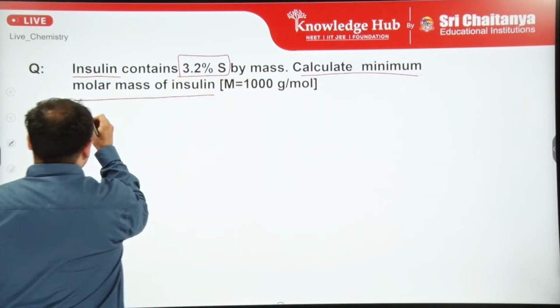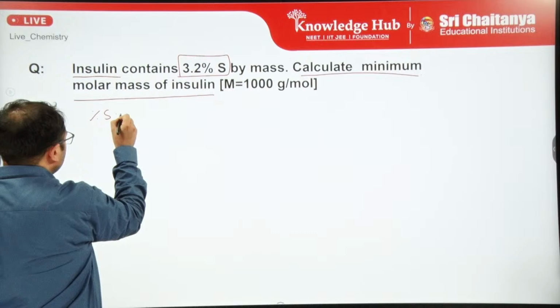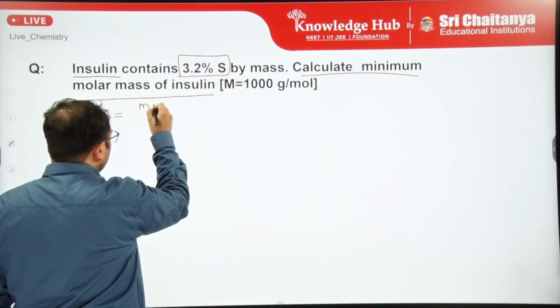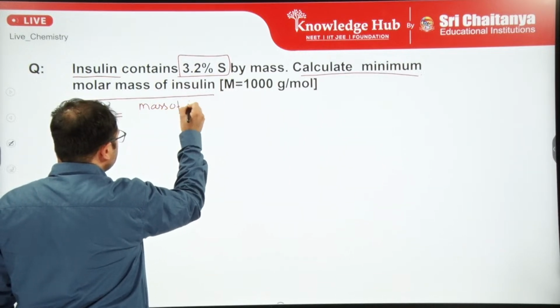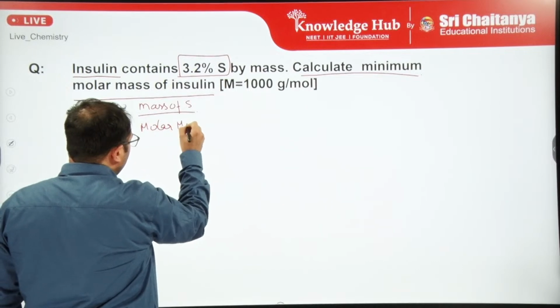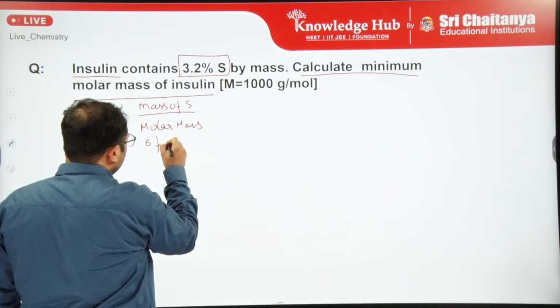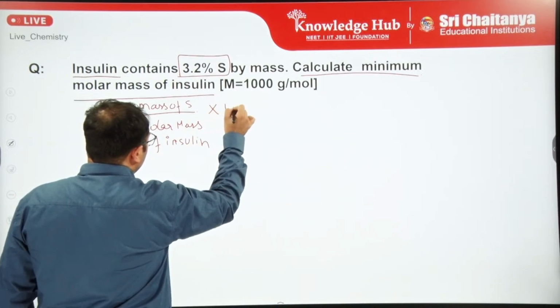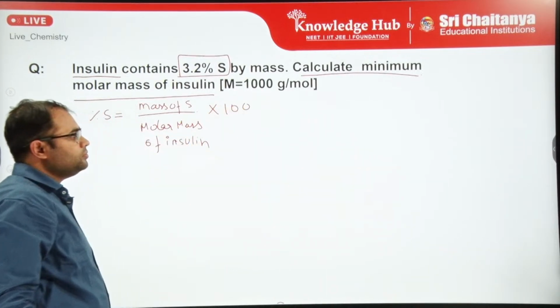You have been given the percentage of sulfur. What is percentage of sulfur? Simply mass of sulfur divided by molar mass of insulin multiplied by 100. Right?